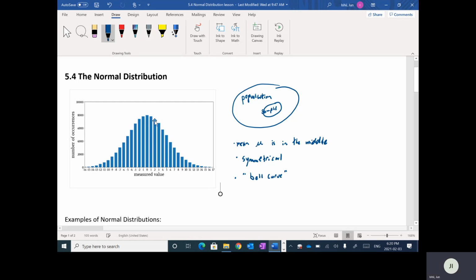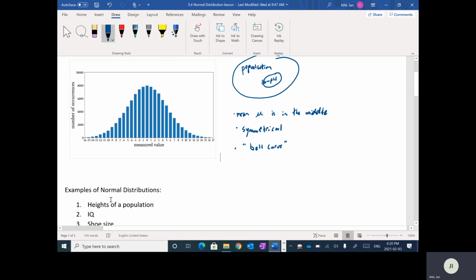If we take some examples of normal distributions, the first one here is heights of a population. I'll explain with this context, and it'll make it a little clearer. If we took all the measurements of all the heights of a population, the average height would be the most people. So the middle here counts the most, and as you go further away, fewer and fewer people will be that tall, or fewer and fewer people will be shorter.